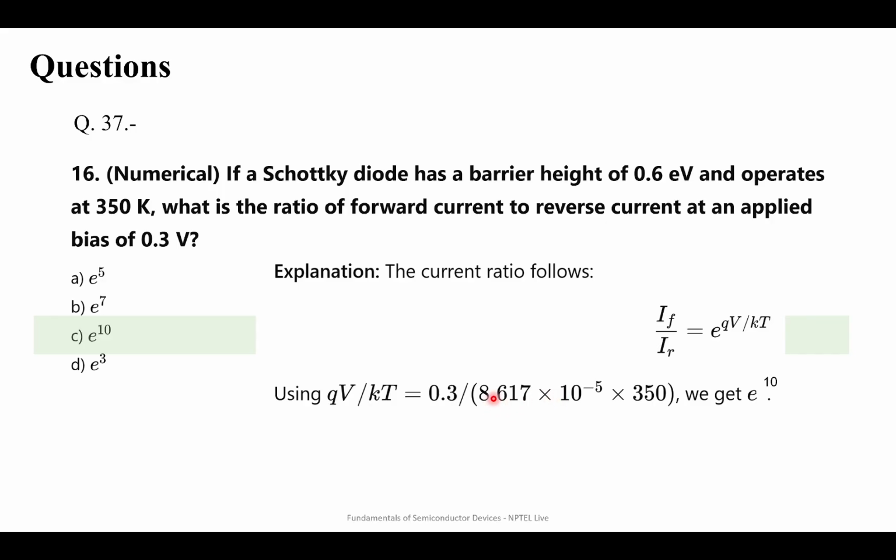Your k by q will be 8.6 into 10 to the power minus 5 electron volts per Kelvin. This is your Boltzmann constant in electron volts. That takes care of your q, so you don't have to put q here. And T would be 350 Kelvin as given in the question. So you calculate this, and q by kT comes around 10. So your e power q by kT will be e power 10. So your answer will be e power 10.